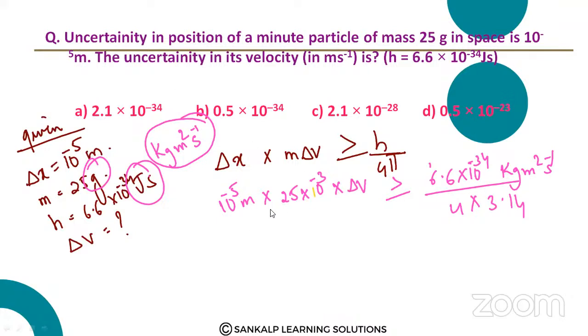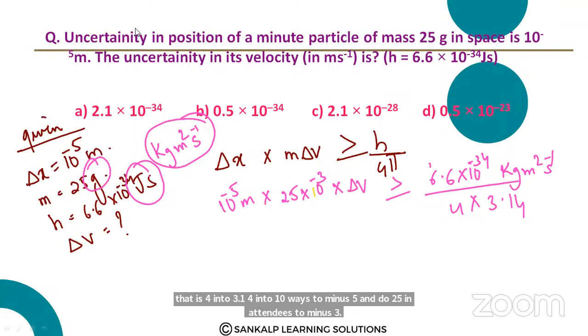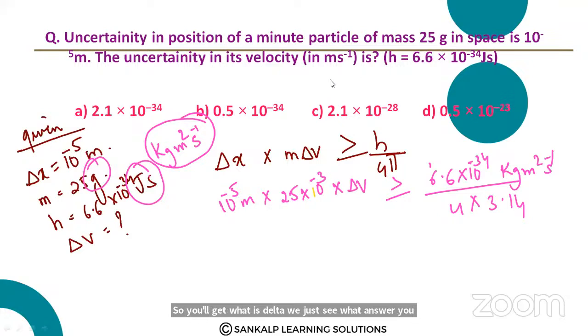Just shift this 10 raised to minus 5 and 25 into 10 raised to minus 3 to the denominator. That is 4 into 3.14 into 10 raised to minus 5 into 25 into 10 raised to minus 3. So you will get delta v. Just see what answer you will get for delta v. See what answer you are getting for that. Option A. Yeah, option A.